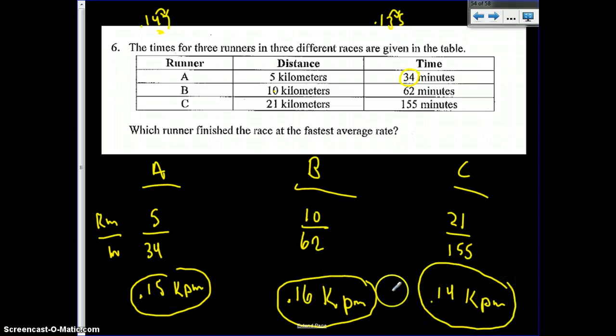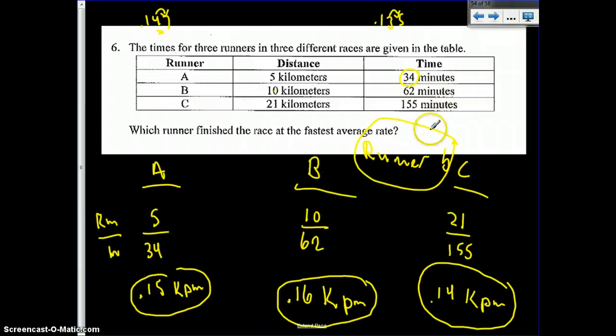All right, who finished with the fastest average rate? B. So the answer you need to put is runner B. Showing all this work, of course. It's not any good if you just put the answer.